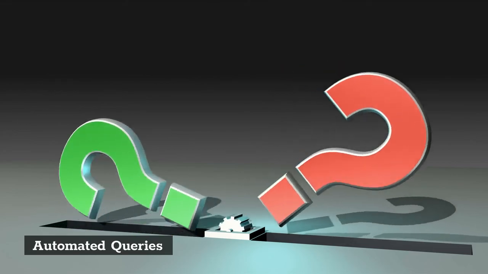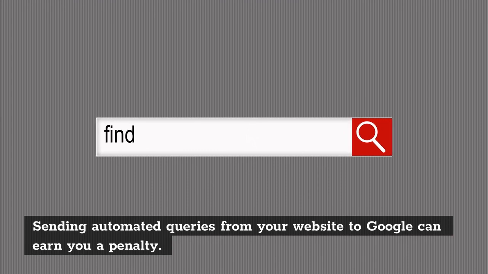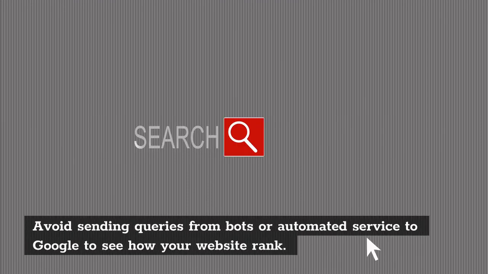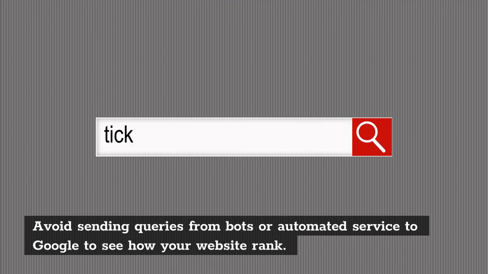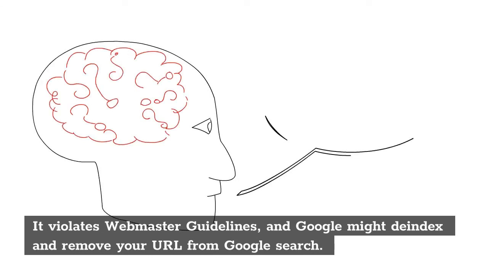Automated queries. Sending automated queries from your website to Google can earn you a penalty. Avoid sending queries from bots or automated service to Google to see how your website ranks. It violates Webmaster Guidelines, and Google might de-index and remove your URL from Google search.